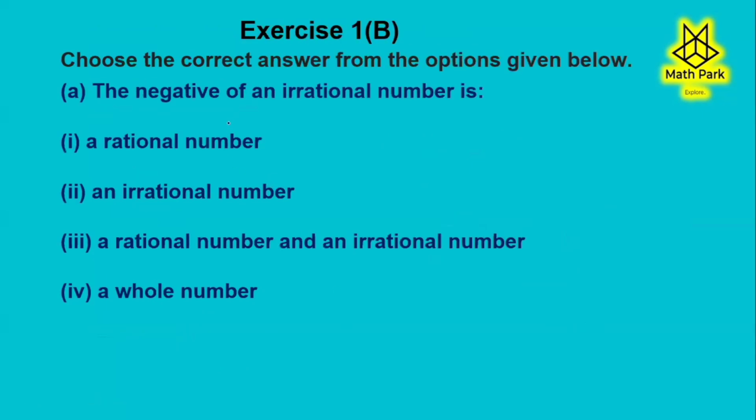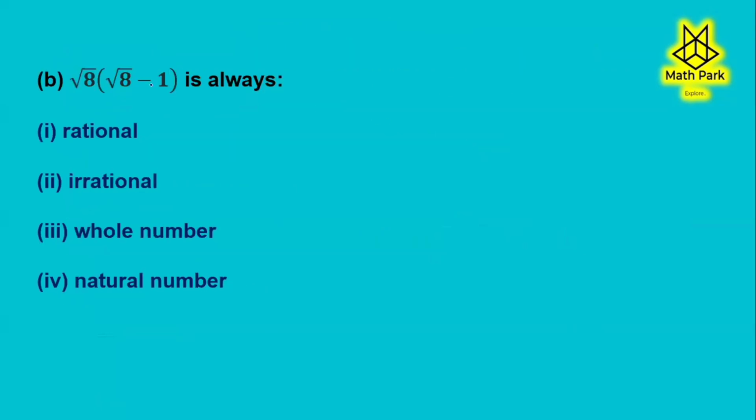Choose the correct answer. Exercise 1B, we start. The negative of an irrational number is always an irrational number. So root 3 is irrational and minus root 3 is also an irrational number. Root 8 in bracket root 8 minus 1 will always be rational. So if you take an example of root 3 and root 3 minus 1, try taking the product. Root 3 into root 3 is 3 and 3 into minus 1 is minus root 3. Same here, root 8 into root 8 is 8 and root 8 into minus 1 is minus root 8. So this is how this is an irrational number.